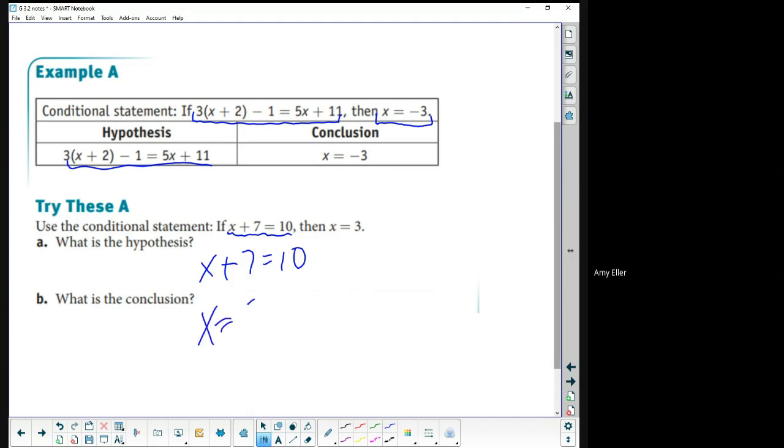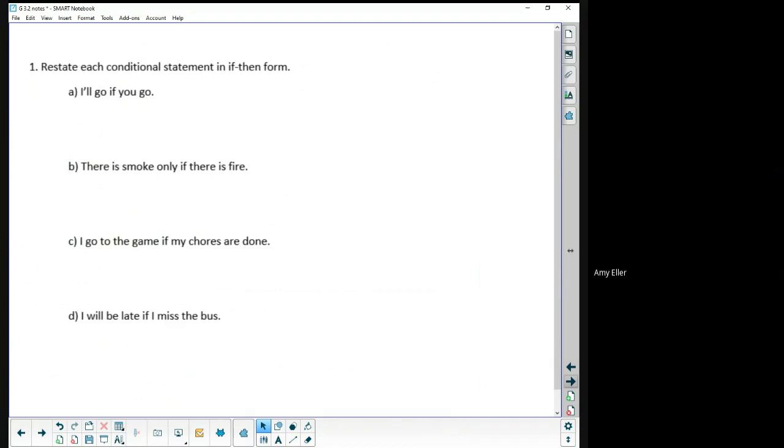Okay. What is the conclusion? X equals 3. Good. Pretty easy. That's going to be probably 2 points on a quiz. What's the hypothesis? What's the conclusion? Easy points.